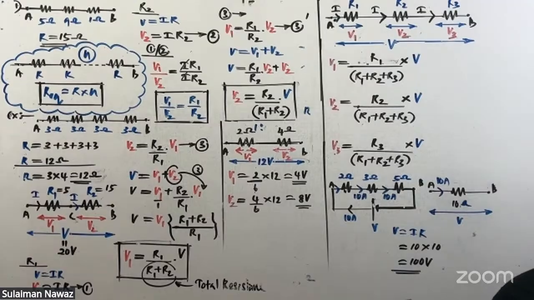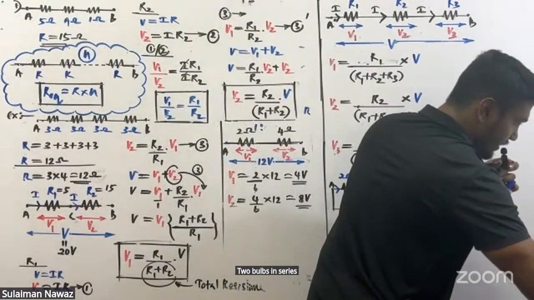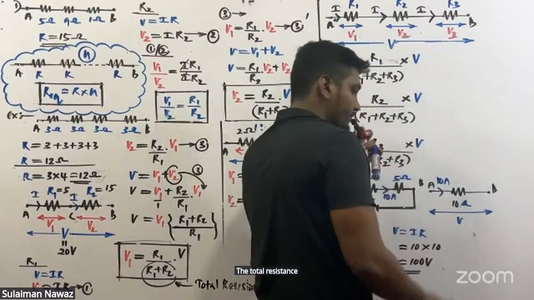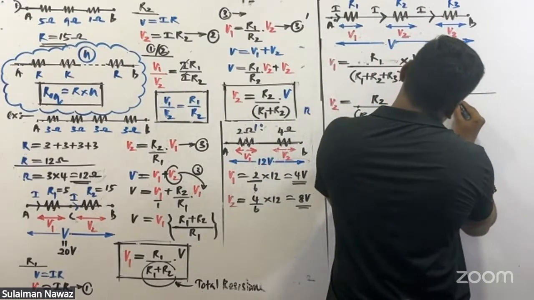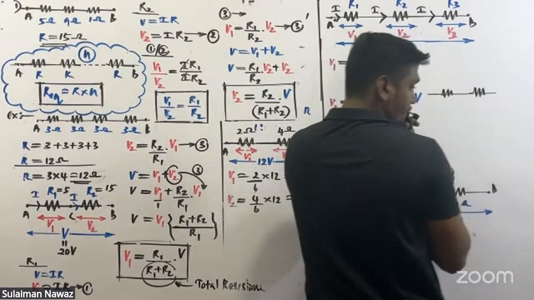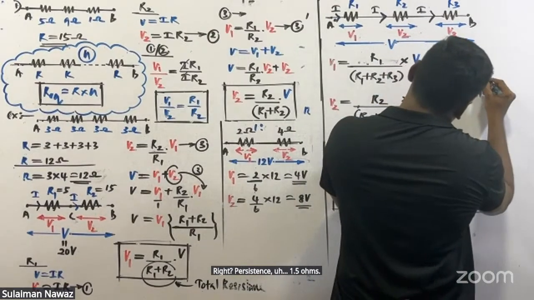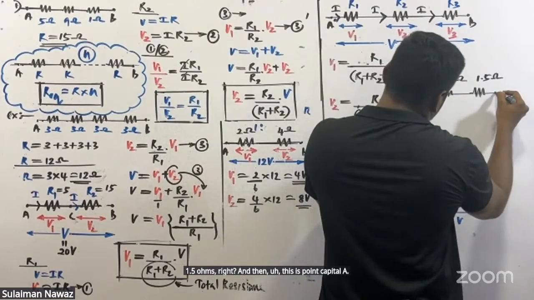Right. Now, very simple. They mentioned two bulbs in series. Each bulb has a potential difference of 3 volts, and the resistance is 1.5 ohms. What is the total voltage and the total resistance? Now there are two bulbs in series, each with resistance 1.5 ohms. This is point A and this is point B.